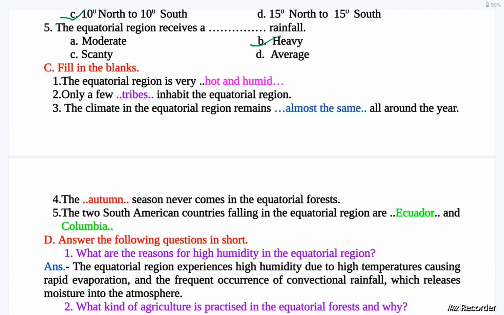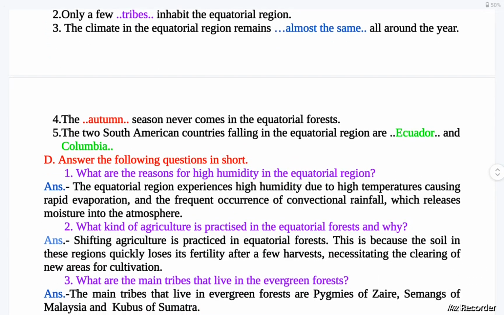So second question is, only a few dash inhabit the equatorial region. The answer is tribes. So third question is, the climate in the equatorial region remains dash all around the year. So answer is almost the same. So fourth question is, the dash season never comes in the equatorial forest. The answer is autumn. So fifth question is, the two South American countries falling in the equatorial region are dash and dash. The answer is Ecuador and Colombia.